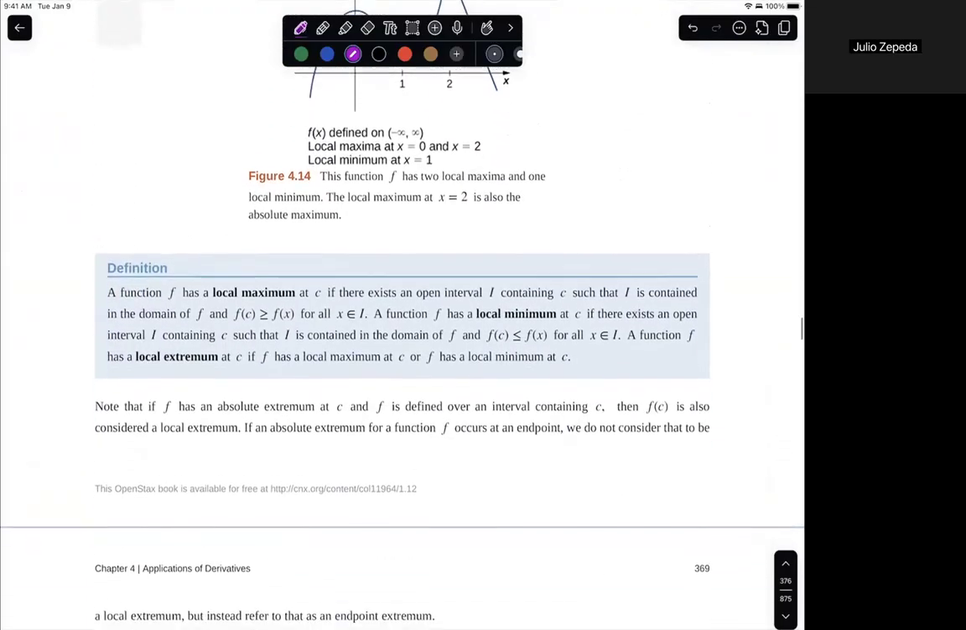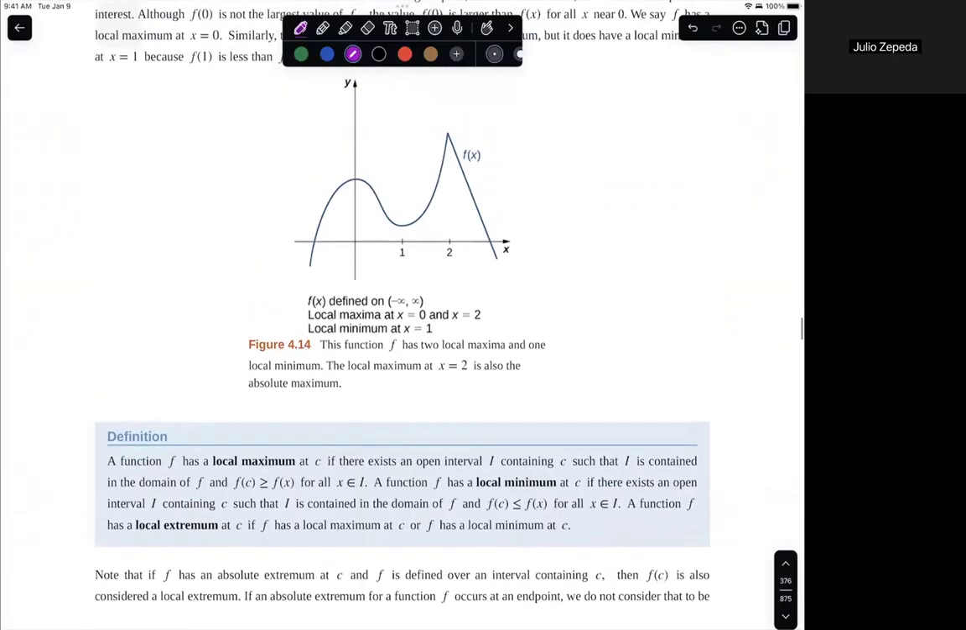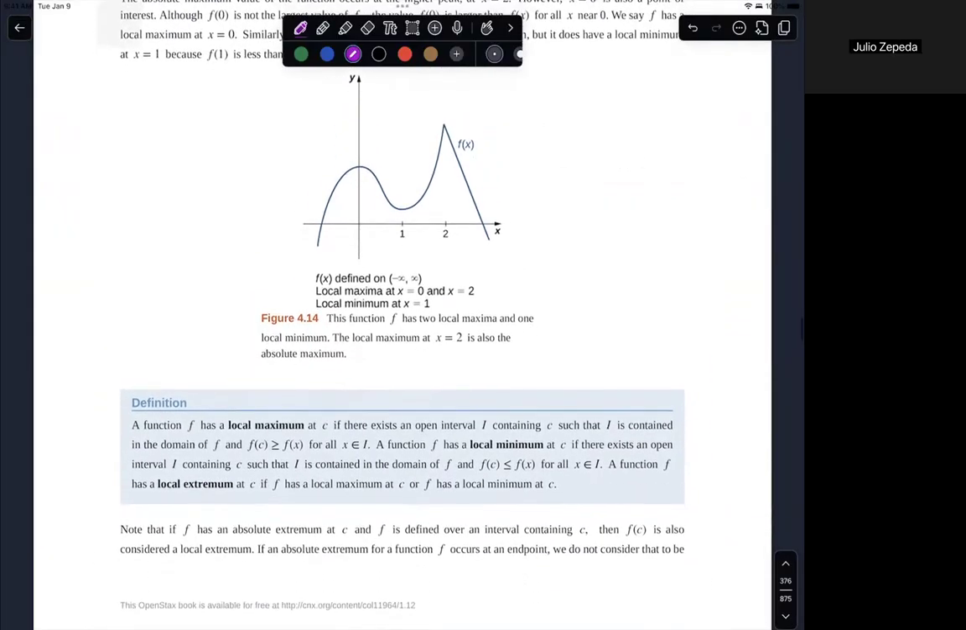Okay. So then we have another definition here, and that is of a local extremum. And so similarly, we can define the local maximum at C if there exists an open interval I, if we can make a little open interval I containing C such that I is contained in the domain of f and f of C is larger than or equal to f of x for all x values in the interval I.